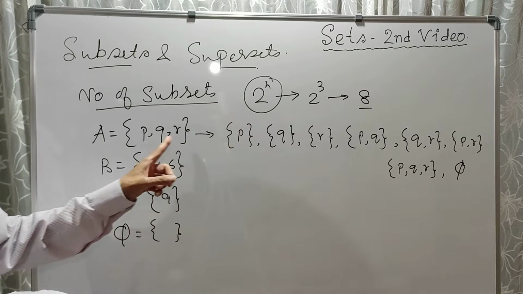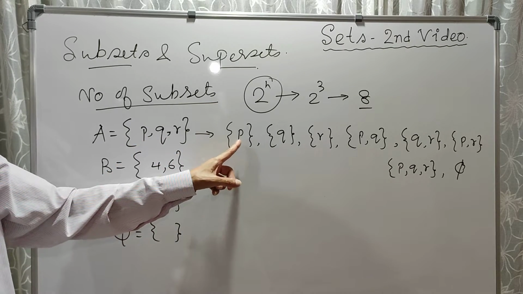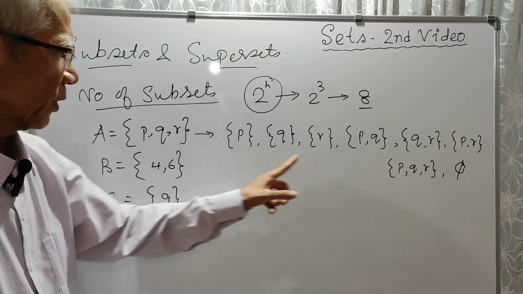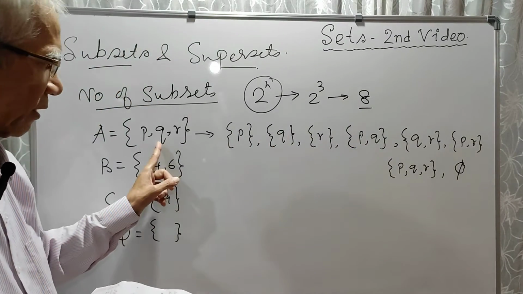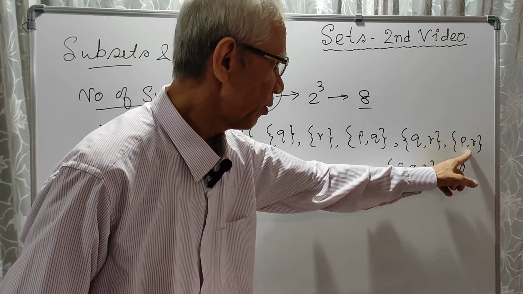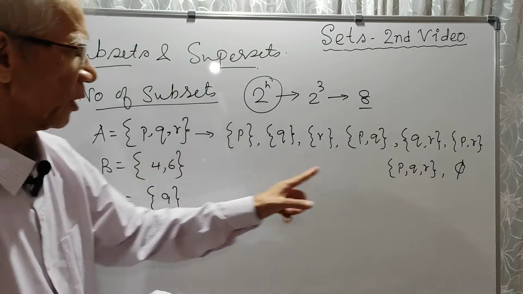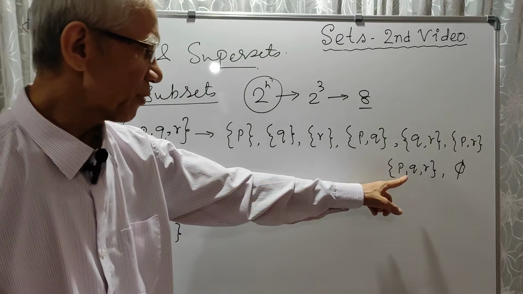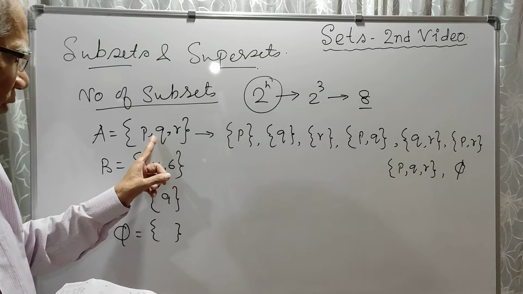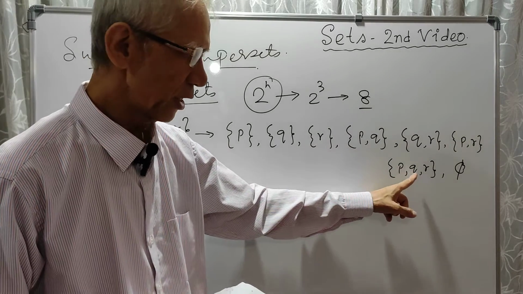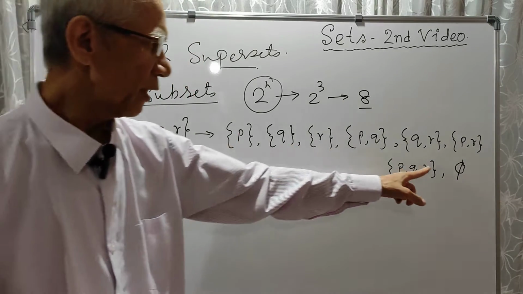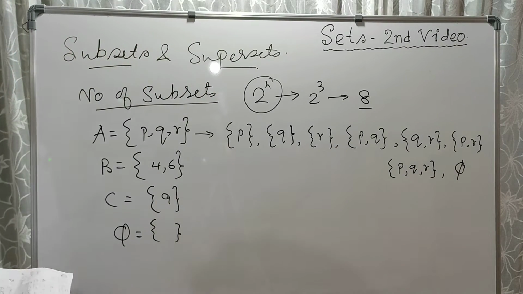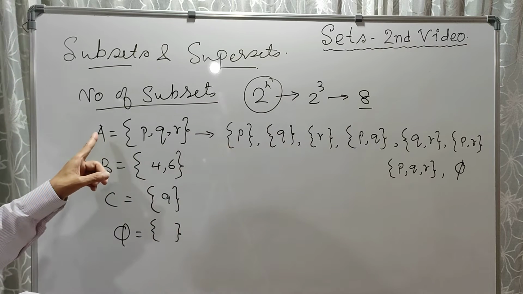Now why is this a subset of this? Because you see every element of this set is present here. Why PQ is a subset of this? Because every element of this set is present here. Why is PR a subset of PQR? Because PR is present here, isn't it? Then every set is a subset of itself. PQR, this is PQR. So this is a subset of itself, and then that fact that null set is a subset of every set. All right. So these 8 are subsets of A.